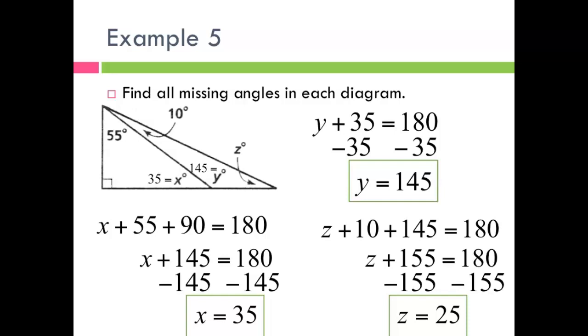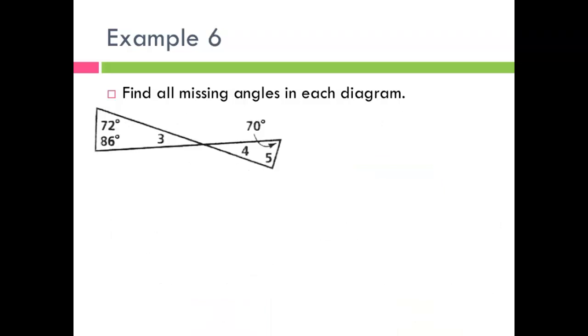All right, let's look at example 6. Now notice here that we have some angles that are marked with degrees, which means we know the measure of them. And the other ones that don't have degrees just means that is what we're calling that angle. So angle 3, angle 4, angle 5, but we have angles with measures of 72 degrees, 86 degrees, and 70 degrees. All right, so let's start with the triangle that's on the left there.